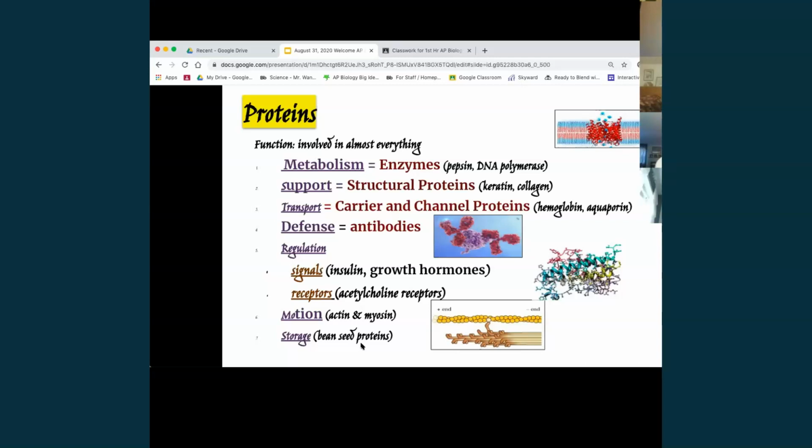In our bodies, we're going to use up our carbohydrates first. And when we run out of that, we're going to use our lipids. And when we run out of that, we're going to break down proteins. So for us to use proteins, we're really in a state of malnourishment.